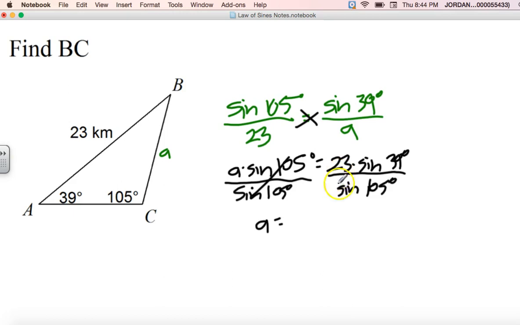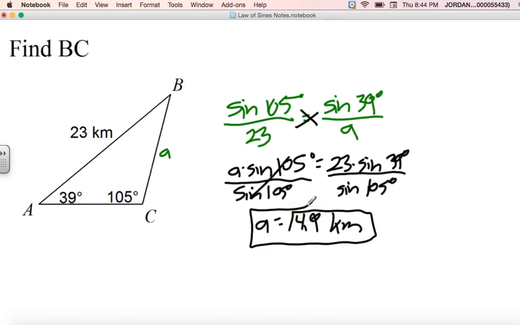Okay, so we can round that. It depends on how they tell you to round it. If they say round to the tenth, we round it to 14.9, and it's going to be kilometers because we're talking about a side length now, not an angle. We're finding a side length. If it was an angle, we would say degrees. All right, so 14.9 kilometers.